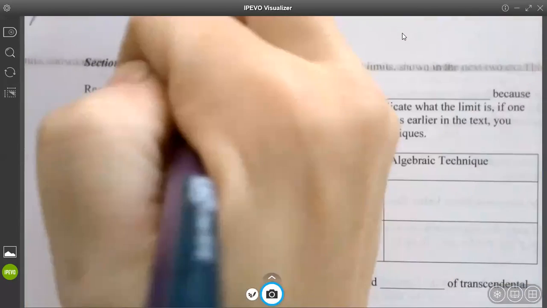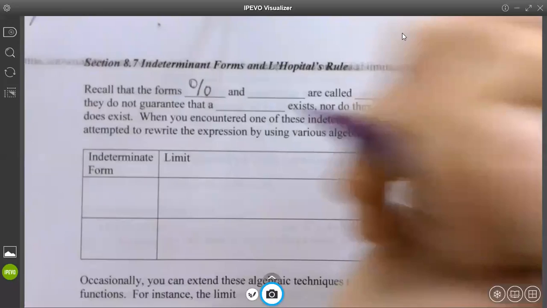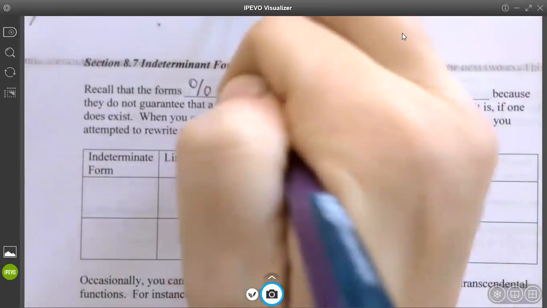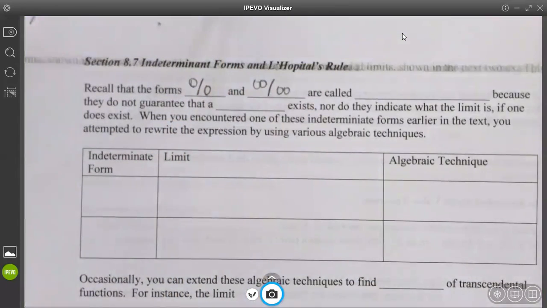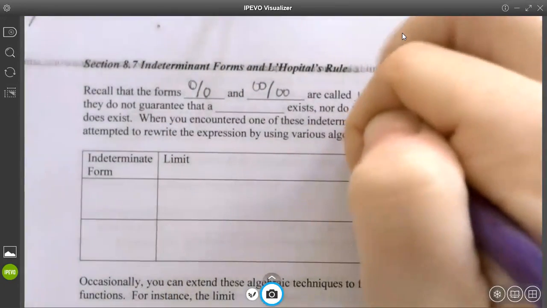All right, recall the forms. When we got 0 over 0 and infinity over infinity, they were called indeterminate.